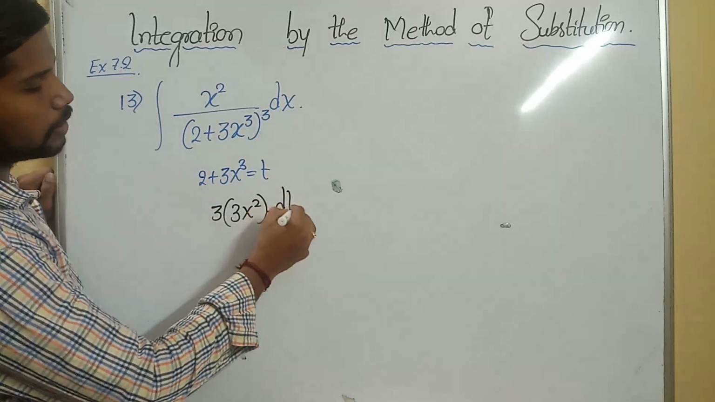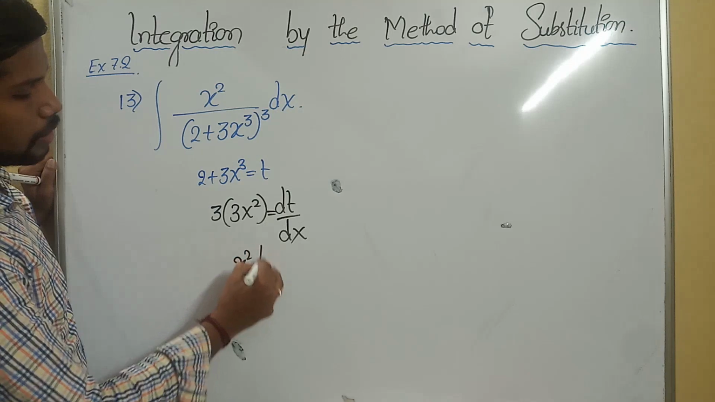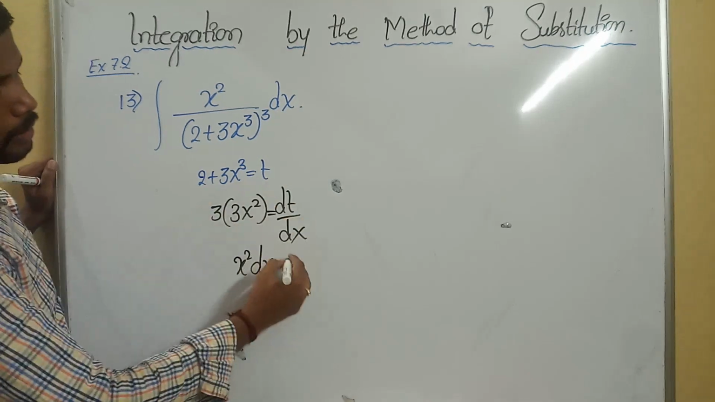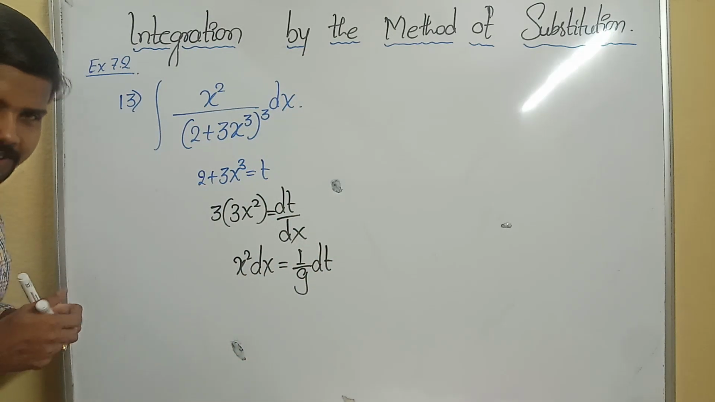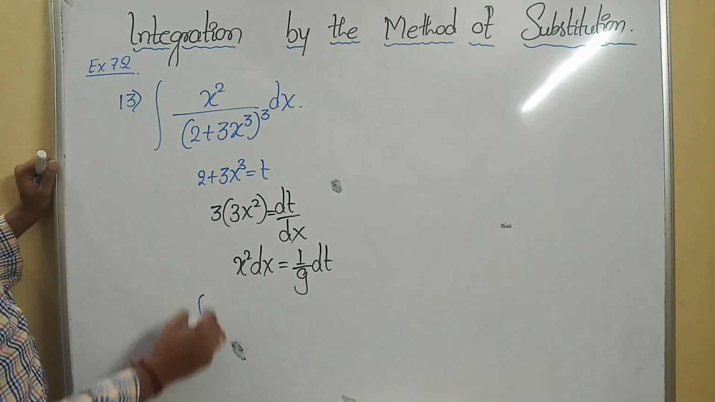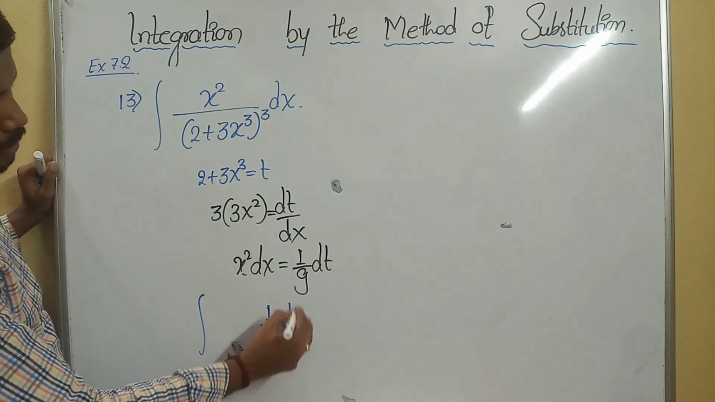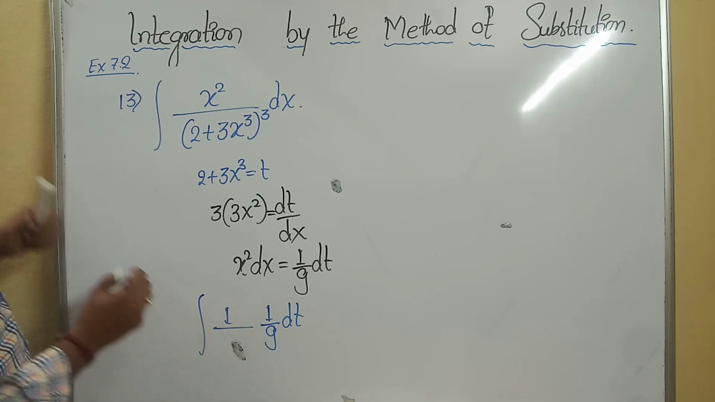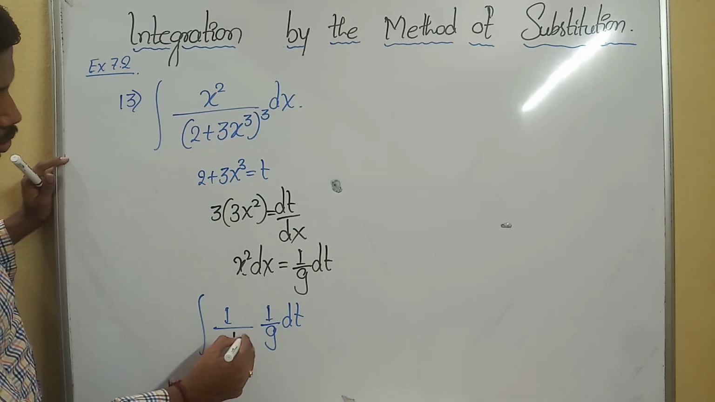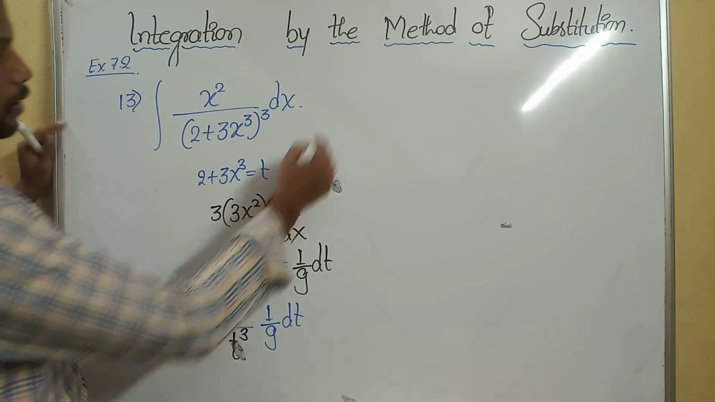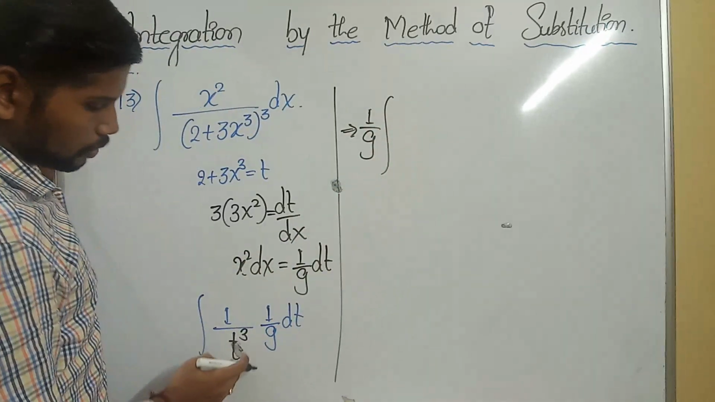The derivative of t will be dt by dx. Got it? Now after this, for x square dx, this 3 into 3 will be taken to the right hand side, so it is 1 divided by 9 dt. Then the next step is the integral of x square dx, which will be 1 divided by 9 dt. The remaining will be 1 divided by 2 plus 3x cube as t, so it is t to the power 3. Got it? Then the next step will be 1 divided by 9 outside, with t to the power 3 in the numerator.